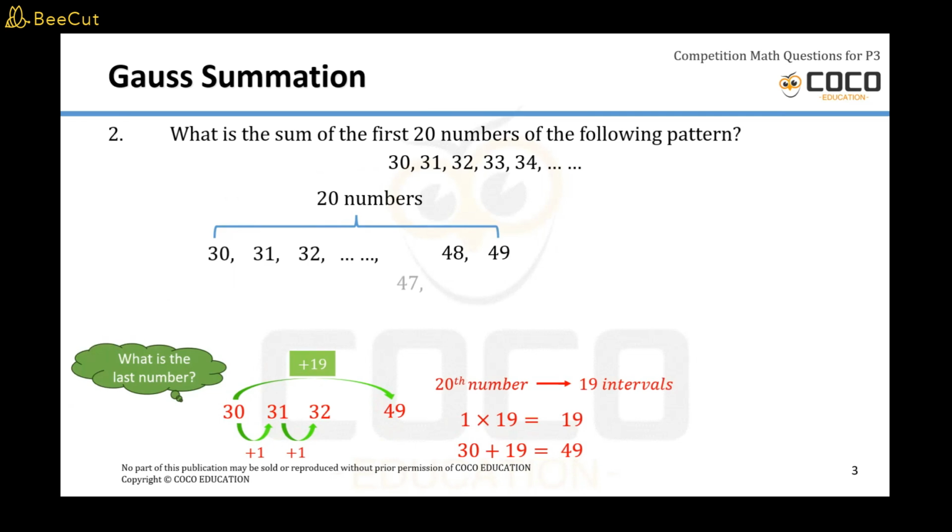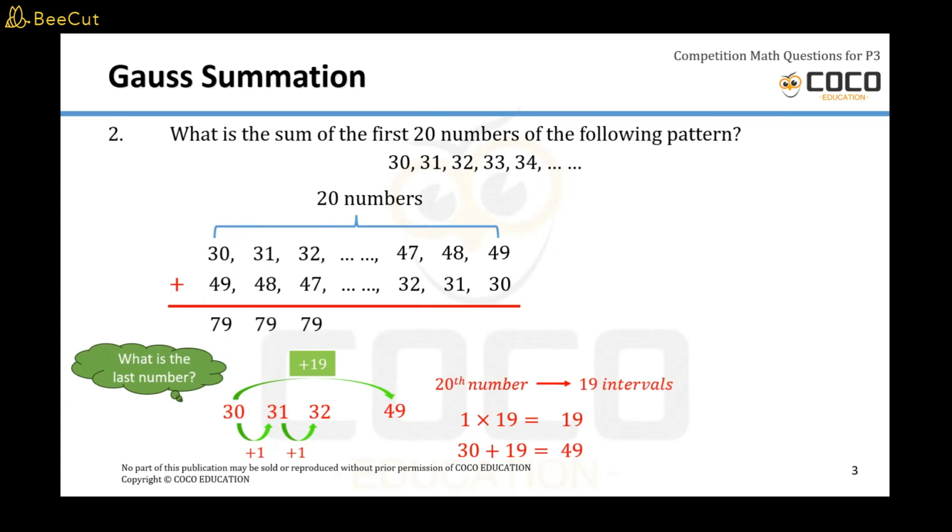49, this one is 48, this one is 47. And then what should you do next? Write the 20 numbers again in a reverse way. And then add together to find the sum of each pair. So the sum of each pair is 30 plus 49, which equals 79. This one is also 79. This one is also 79, until the last pair.